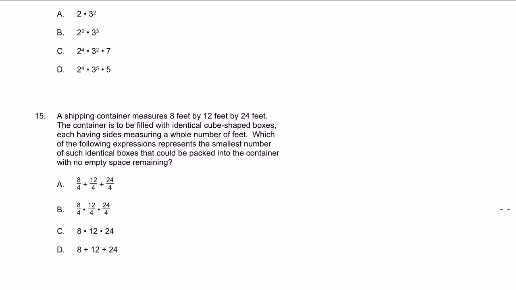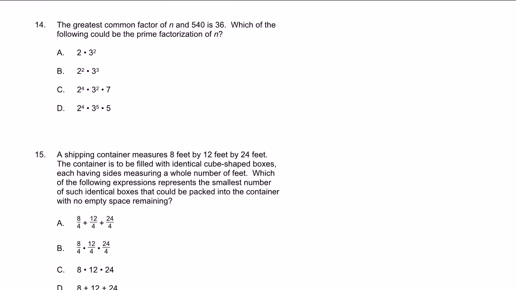Next problem. The greatest common factor of n and 540 is 36. Which of the following could be the prime factorization of n? So let's think about this a little bit. The greatest common factor of n and 540, so the largest number that goes into both 540 and this mystery number n, is 36. Which of the following could be the prime factorization of n?